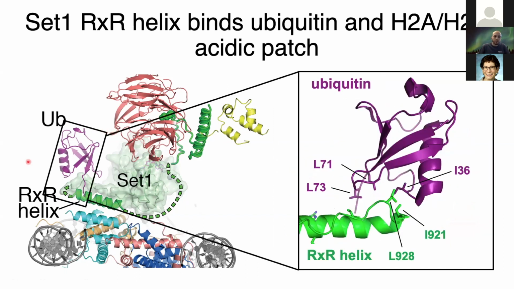And on the other side of this RxR helix, a pair of hydrophobic residues at the tip of this helix actually directly interact with the H2B-linked ubiquitin within this hydrophobic pocket that is formed by the same residues that are used by Dot1L. But in this case, these residues are in Set1, and these two residues come in here and just bind into this hydrophobic patch on ubiquitin. And this then actually explains why this RxR helix was critical for the ubiquitin-dependent stimulation of Set1.